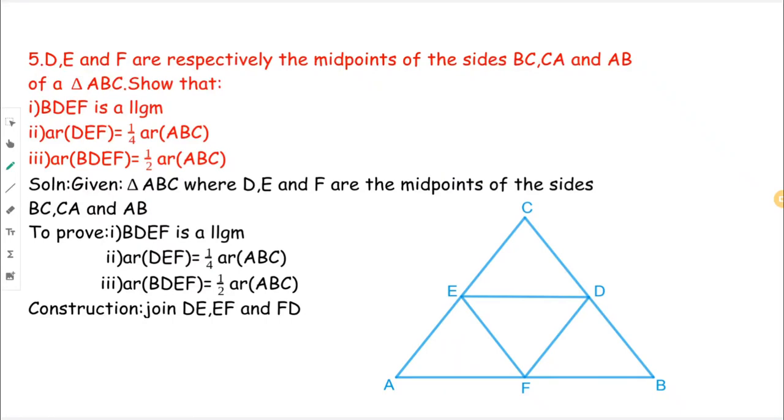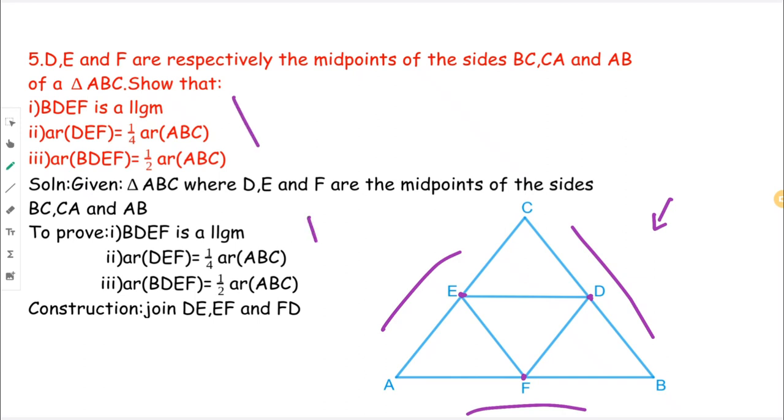Alright, continuing with 9.3, question number 5. D, E, and F are the midpoints of the sides BC, CA, and AB of a triangle ABC. So you can always see the triangle, right? And D, E, and F are the midpoints of these three sides. Okay, we have to prove all these three.